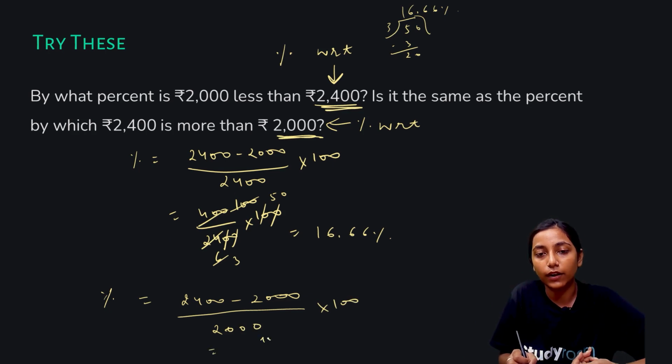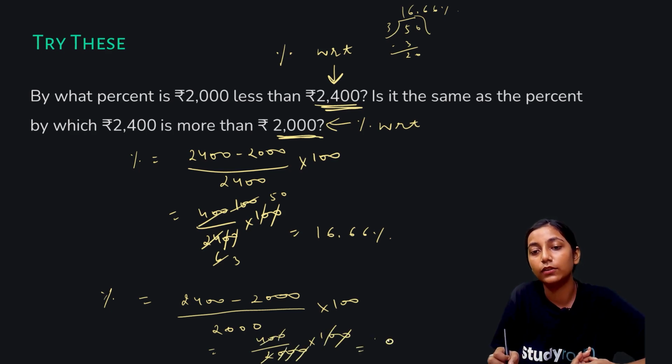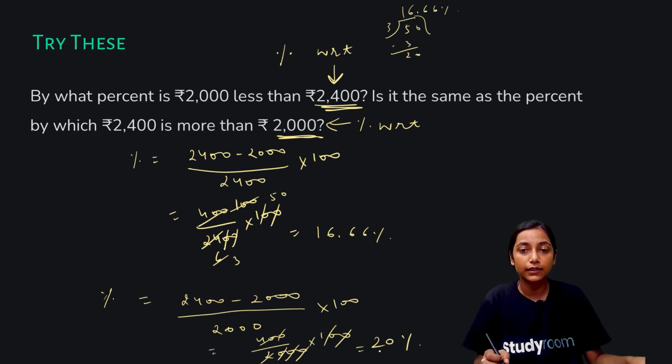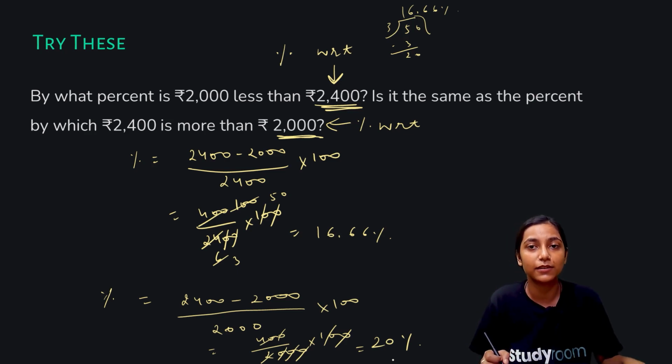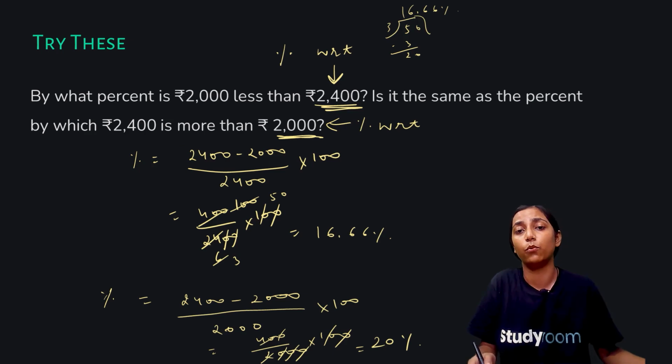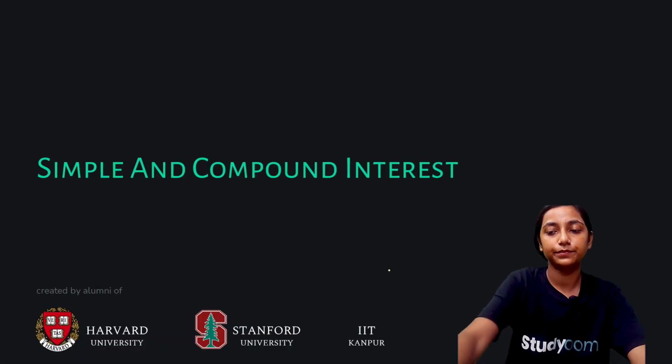That is 400 upon 2000 into 100, which is 20%. In the previous part it was 16.66%, and in this part it is 20%. So we can say that this is not the same as the percentage by which the other number is more. This is how we find it out.